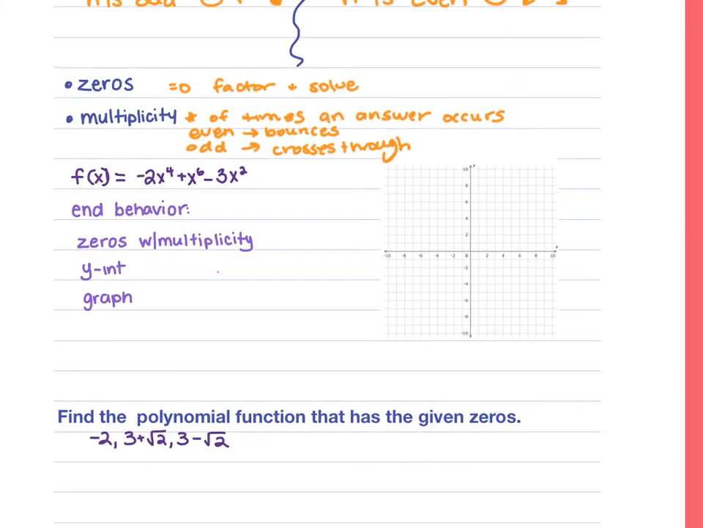So here's an example. This one has negative 2x to the fourth plus x to the sixth minus 3x squared. First of all, it's not in decreasing degree order. It would be x to the sixth minus 2x to the fourth minus 3x squared. Now I can look at the term on the front, which is an even exponent, and it's positive, which means both ends are pointing up.